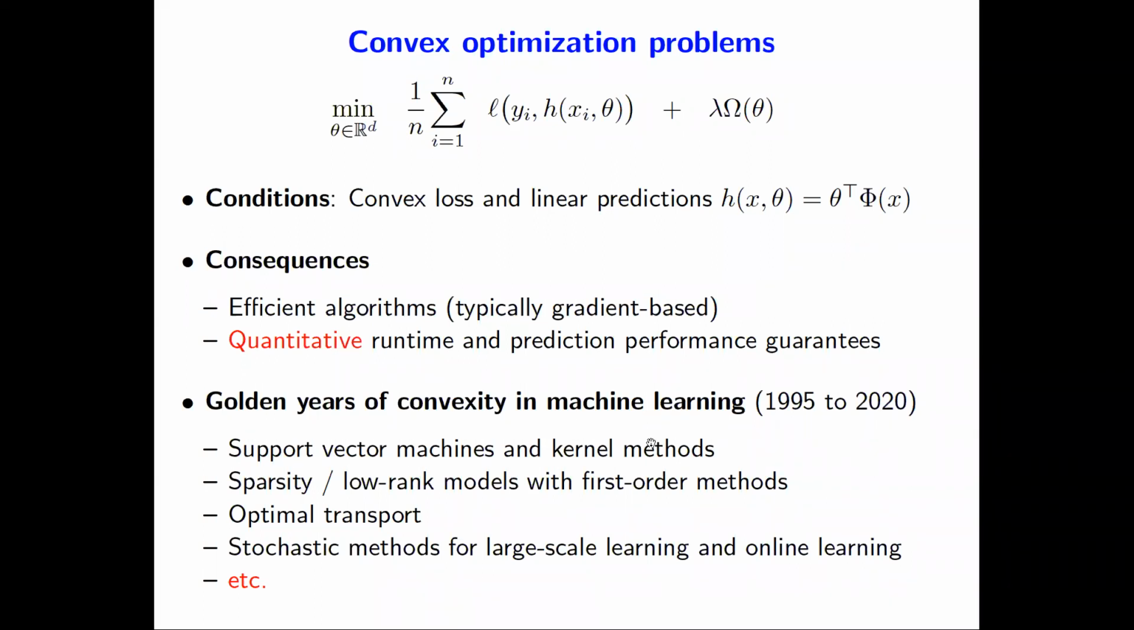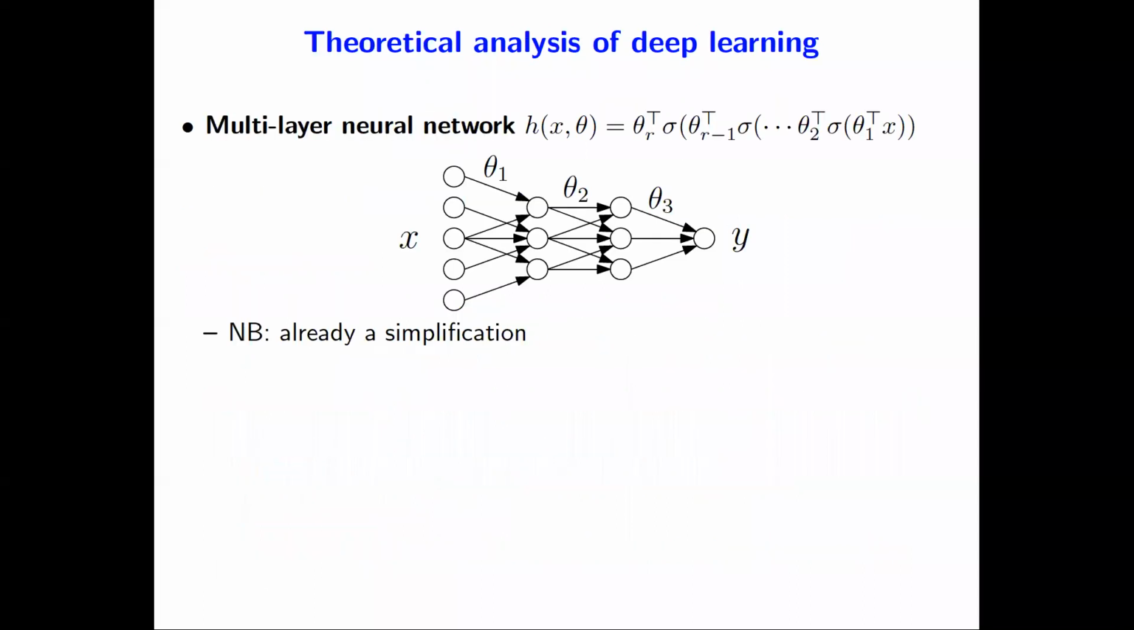So this started with SVMs and kernel methods, but all the sparsity and low rank was clearly an important aspect of convexity. Optimal transport is a fashionable one at the moment. AGD is also one. There are many instances of the impact of convexity within machine learning, but the issue is we want to study in this talk neural networks, and this will typically be non-convex.